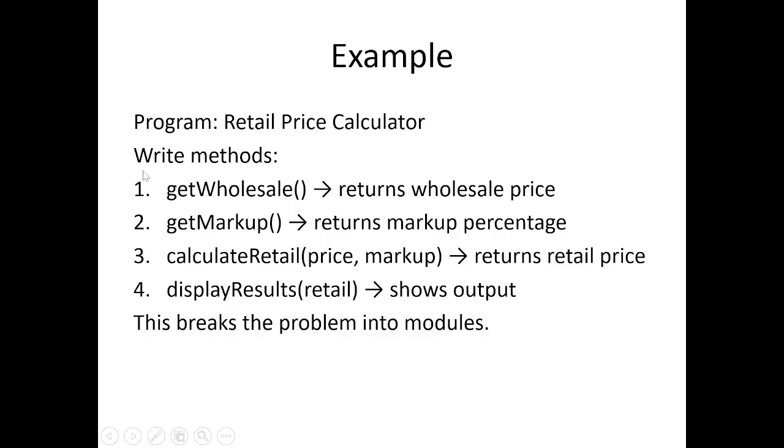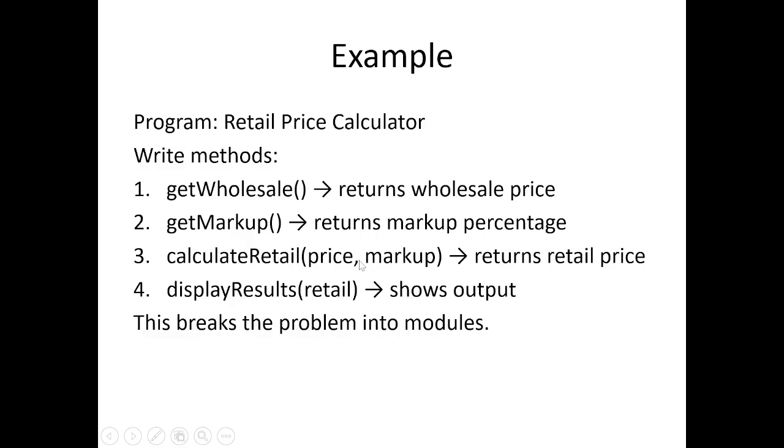Get wholesale is the first method name. This method should return the wholesale price. Then the second method, get markup, returns the markup percentage. So in this case, the program needs to know the value of the percentage of the markup. Then the next one, calculate retail. In calculate retail, you need to know the price and the markup. Then after calculating, the method needs to return the retail price.